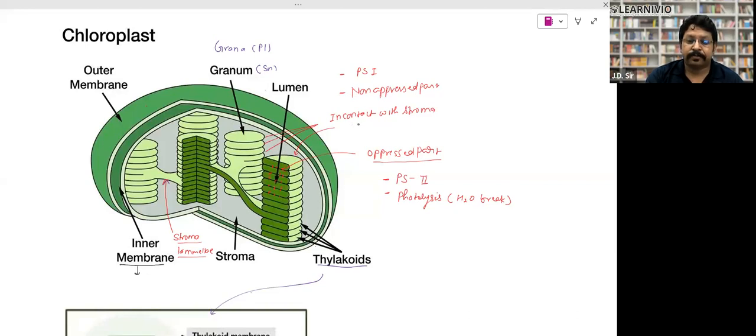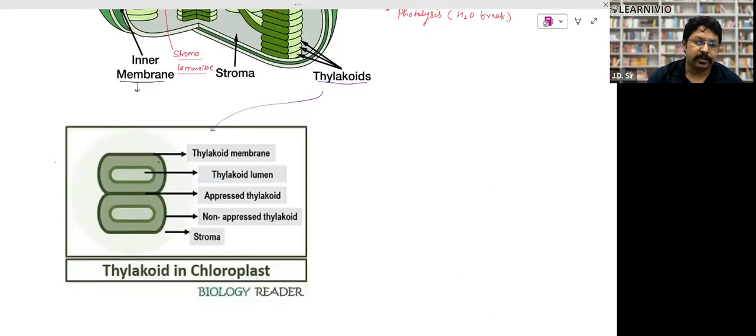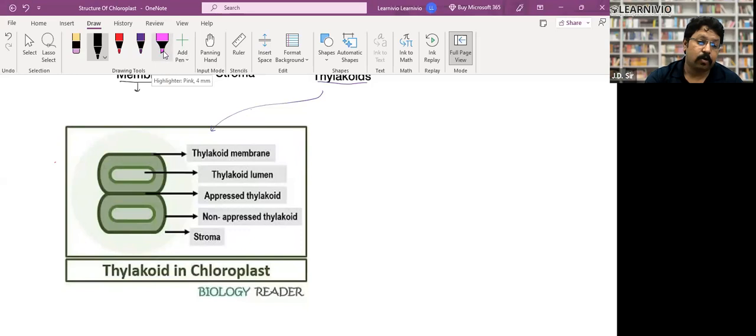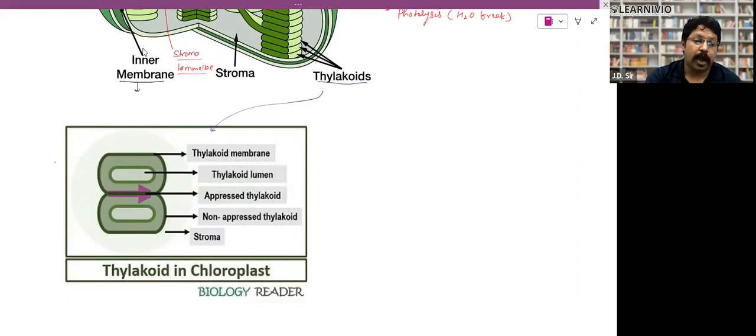I have tried to show this concept in another diagram. In this diagram, you can see this part of the thylakoid. This structure is the thylakoid membrane. The space inside the thylakoid is called the thylakoid lumen. These parts which are in contact with another thylakoid are called the appressed part of the thylakoid. Those parts which are open are called the non-appressed part.